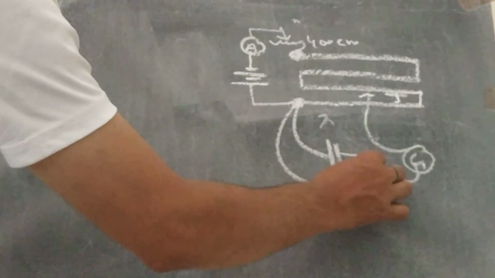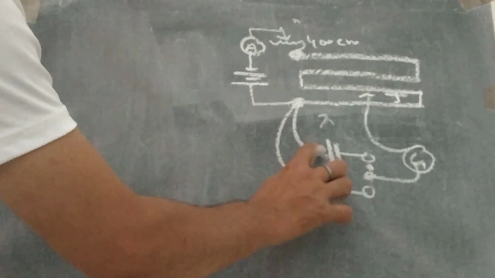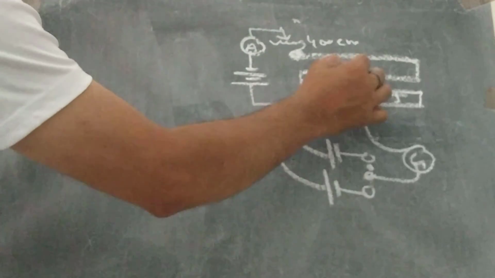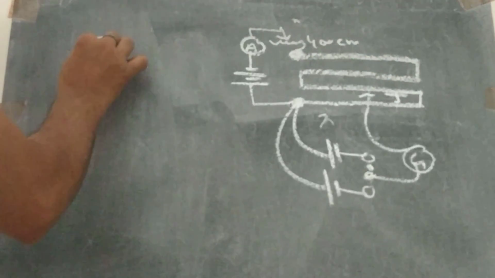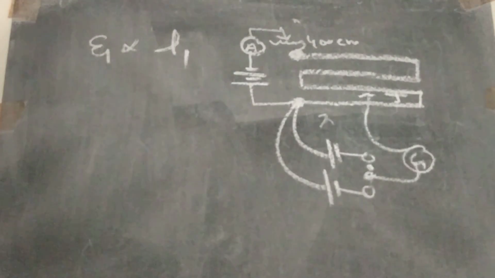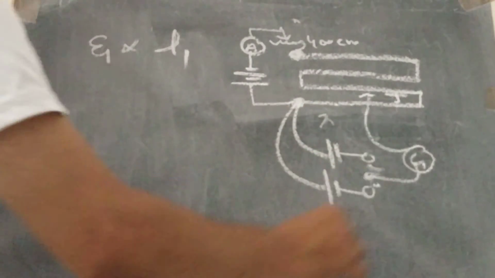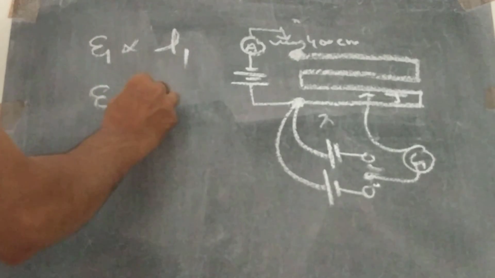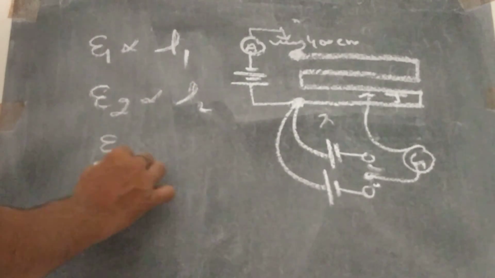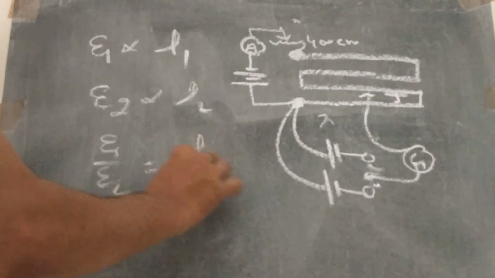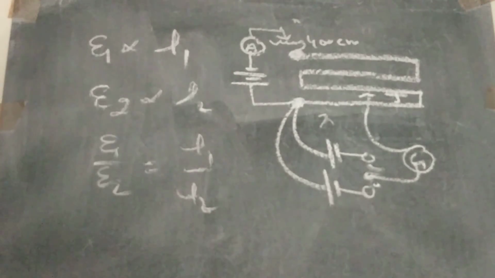So first we press this key, then this cell comes into the circuit and a null point is obtained. If E1 is proportional to L1, then this key is removed and put here. Then E2 is again proportional to L2. Dividing these two, E1 by E2 must be L1 by L2. So in this way we can compare the EMF of the two cells.